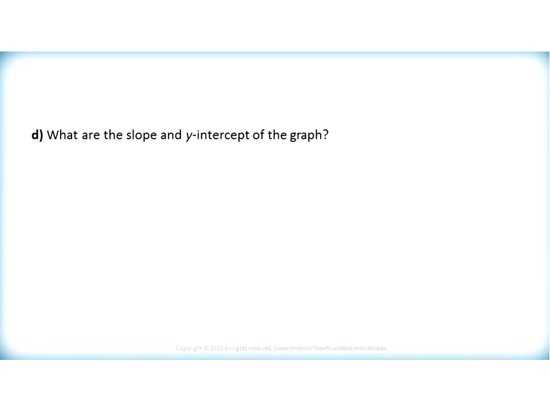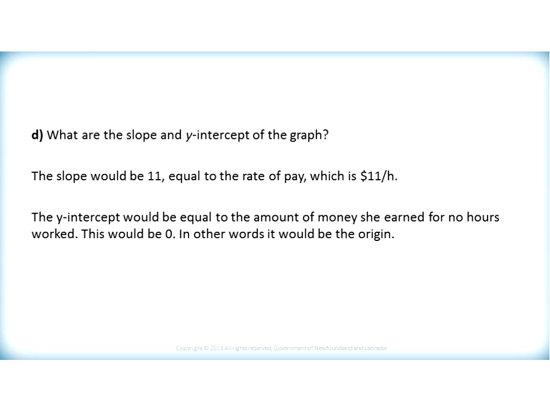What are the slope and the y-intercept of this graph? The slope will be 11 because it's equal to the rate of change, or our rate of pay, which is $11 an hour. And if you think about it, if she doesn't work at all that week, she's not going to earn any money, is she? So the y-intercept will be equal to the amount of money she earned for no hours worked. This would be 0. In other words, we're at the origin once again.